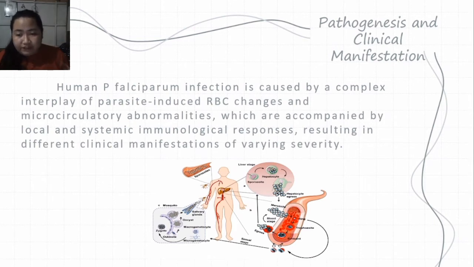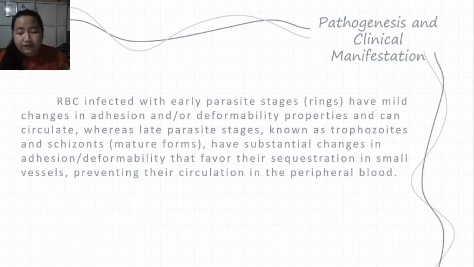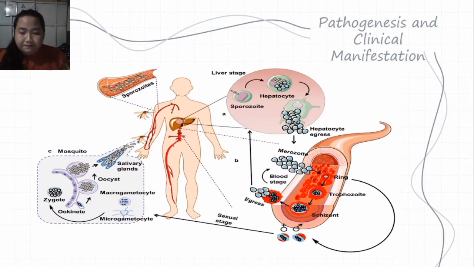Human P. falciparum infection is caused by a complex interplay of parasite-induced RBC changes and microcirculatory abnormalities, which are accompanied by local and systemic immunological responses, resulting in different clinical manifestations of varying severity. RBCs infected with early parasite stages called rings have mild changes in adhesion and/or deformability properties and can circulate, whereas late parasite stages known as trophozoites and schizonts, the mature forms, have substantial changes in adhesion or deformability that favor their sequestration in small vessels, preventing their circulation in the peripheral blood.